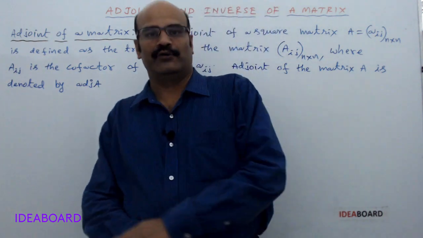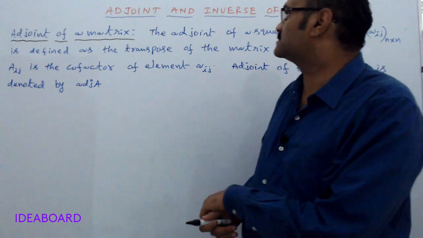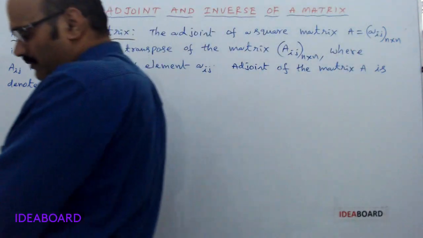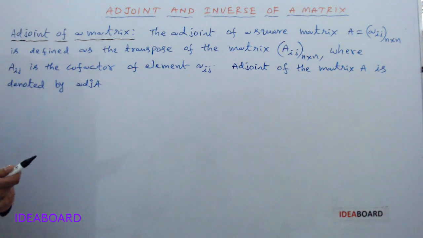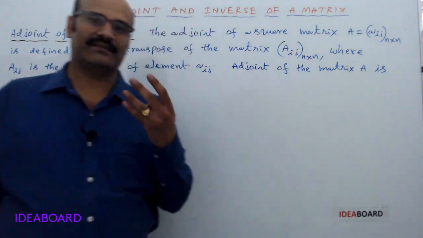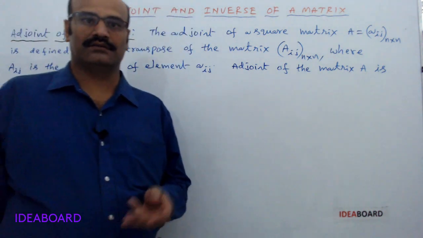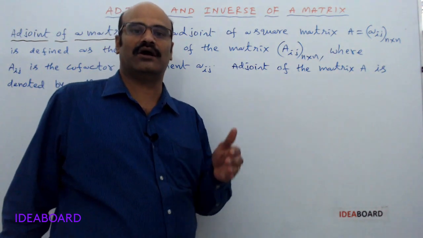Today I am doing the topic adjoint and inverse of a square matrix. What do you mean by adjoint of a matrix? Adjoint of a matrix means if you take any matrix A, find the cofactor matrix of that matrix A. Then the transpose of the cofactor matrix is called adjoint of A.